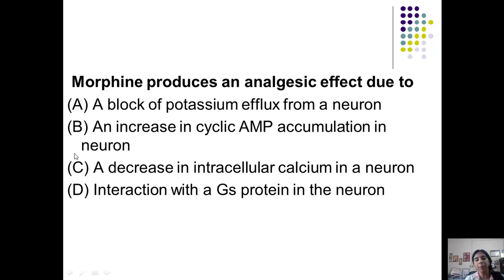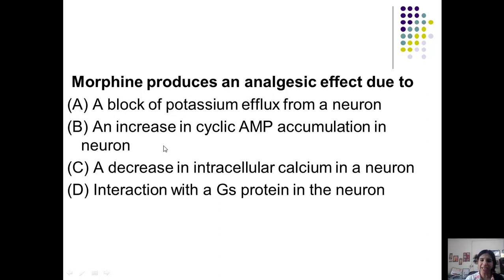Then we discuss this point A. Does it block the potassium efflux from the neuron? No, actually it enhances the potassium efflux from the neuron, and that brings about hyperpolarization and generation of inhibitory postsynaptic potential, especially in the second order neuron.